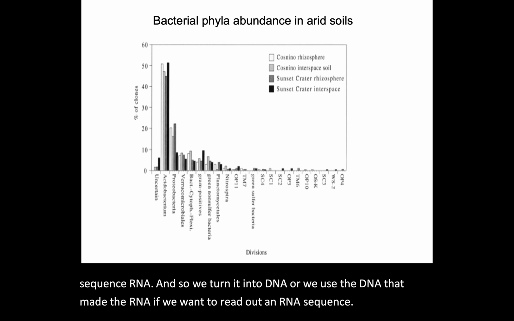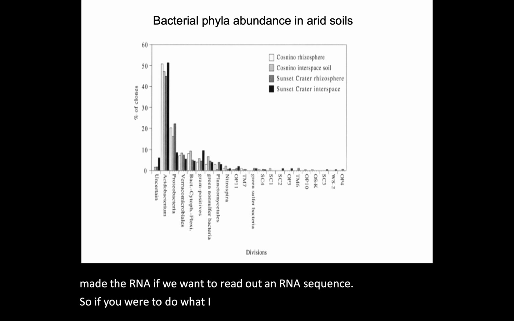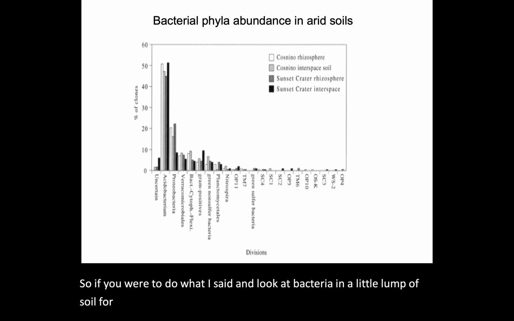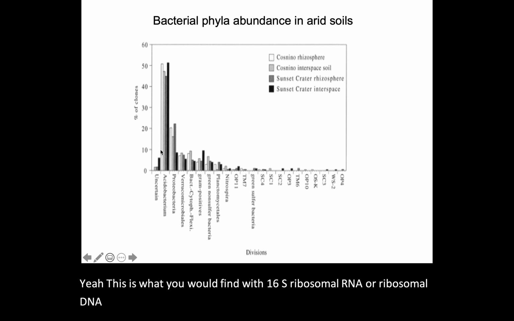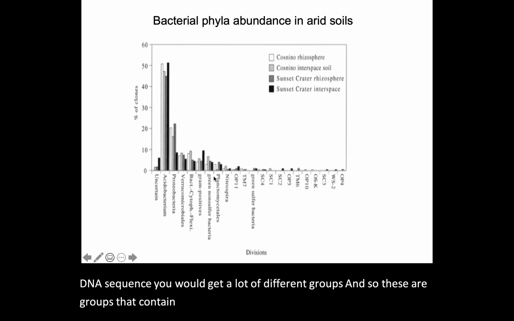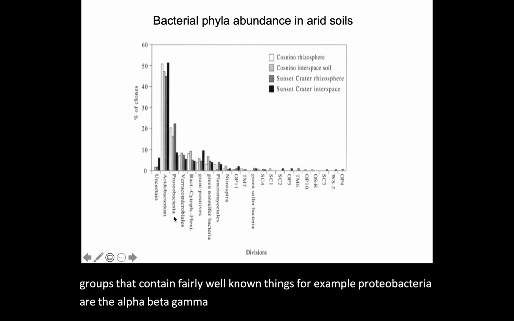So if you were to do what I said and look at bacteria in a little lump of soil, for example, this is what you would find with 16S ribosomal RNA or ribosomal DNA sequence. You would get a lot of different groups, and these are groups that contain fairly well-known things. For example, proteobacteria are the alpha, beta, gamma, delta, and epsilon proteobacteria.